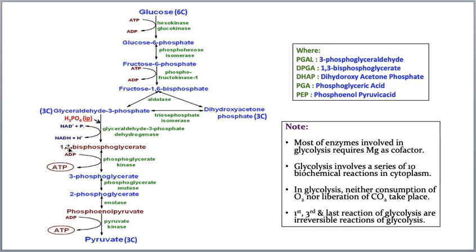Now from this 1,3-biphosphoglyceric acid, the first phosphate comes out, and immediately it is added to ADP, and converts to the formation of ATP. So see, one phosphate came out and it is added to ADP, and it results in the formation of ATP. Now what will be there? 3-phosphoglyceric acid, because the first position phosphate came out, which is accepted by ADP, that's why only the third position has one. So this is 3-phosphoglyceric acid.